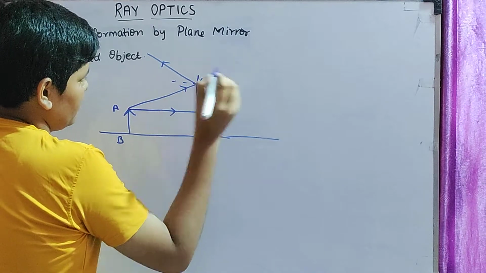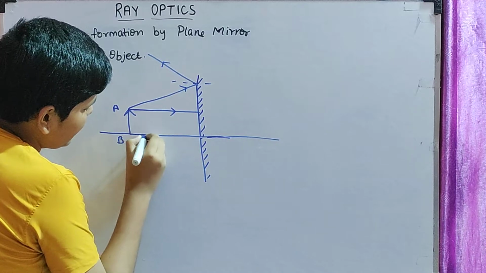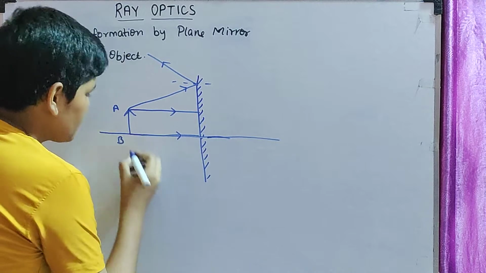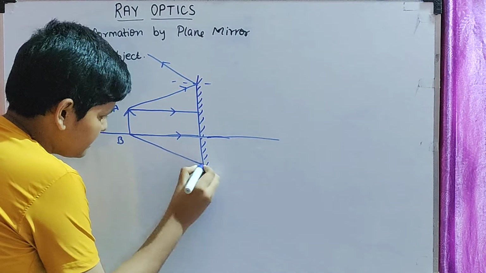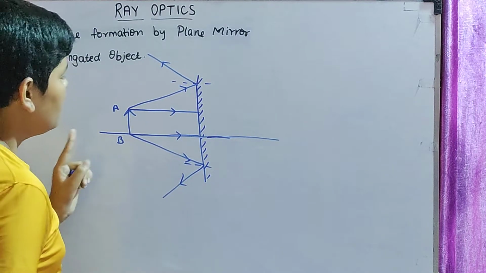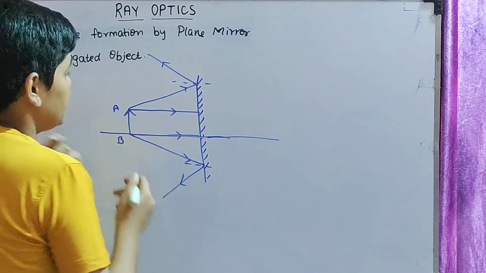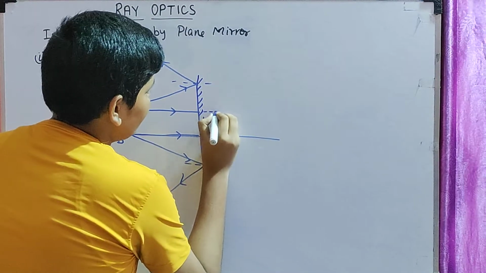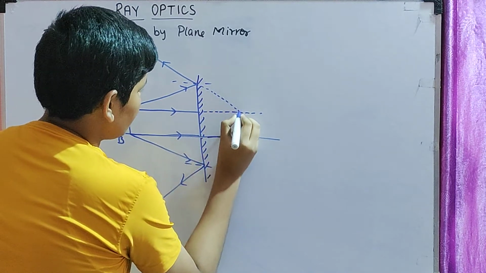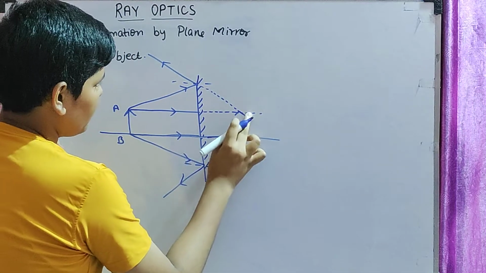Here we are drawing the normal. Similarly, for B, we take one ray which is normally incident and will come back. One more from B goes like this, we put a normal and reflect it back down. Now, for A and B, we have to produce them backward because they are both diverging rays. This will be done like this over here. So we draw the image like this. This is the part of A.